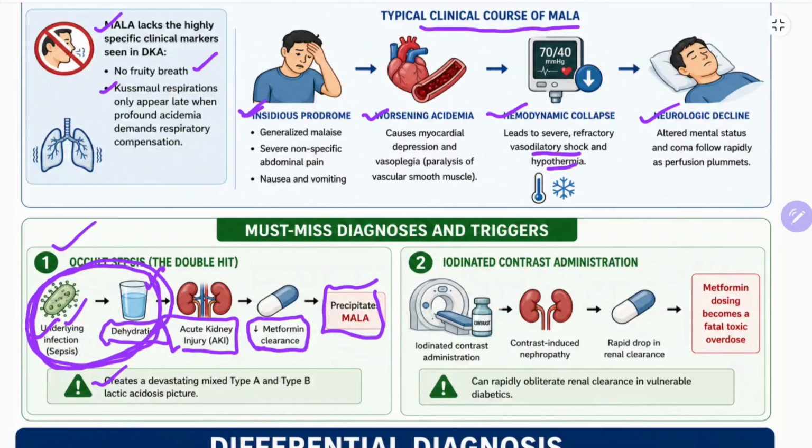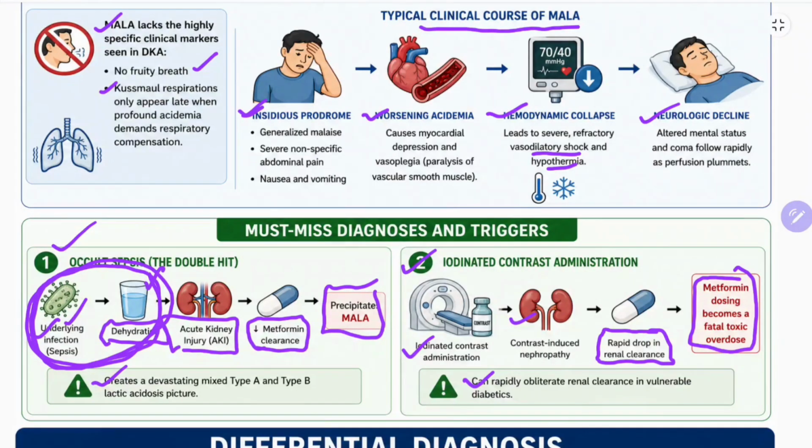Because of reduced metformin clearance, MALA will occur. In patients who already have CKD and/or liver disease, they are again very prone to developing this MALA. Second trigger is iodinated contrast administration. Iodinated contrast administration will lead to contrast-induced nephropathy that will cause a rapid drop in renal clearance of metformin. So metformin dosing becomes a fatal toxic overdose, which can rapidly obliterate renal clearance in vulnerable diabetics.